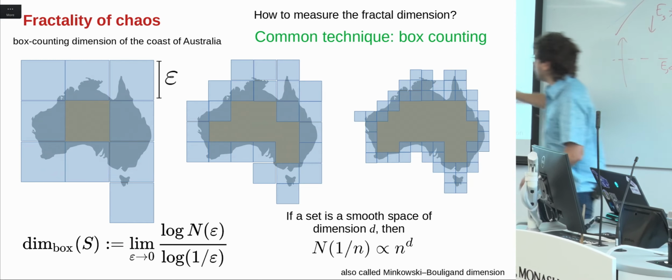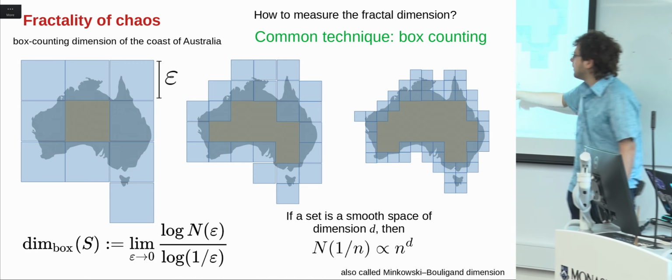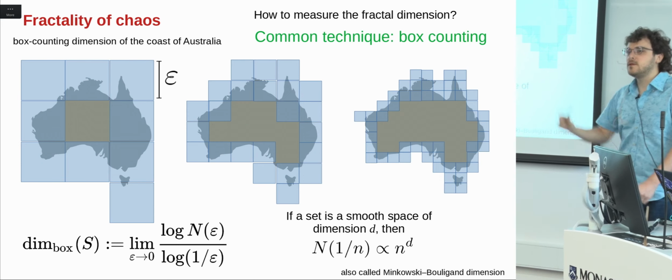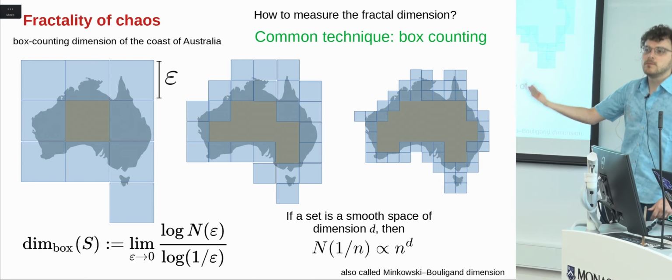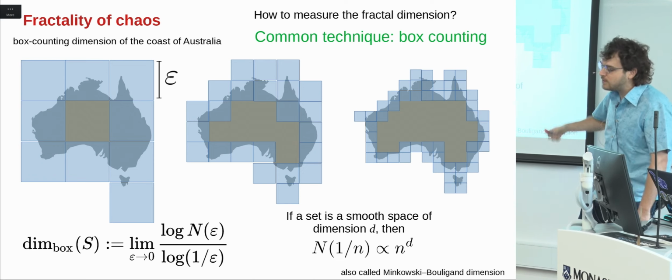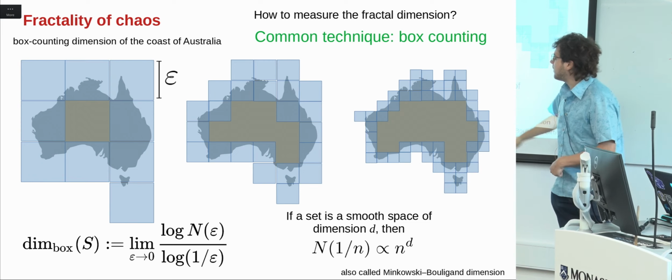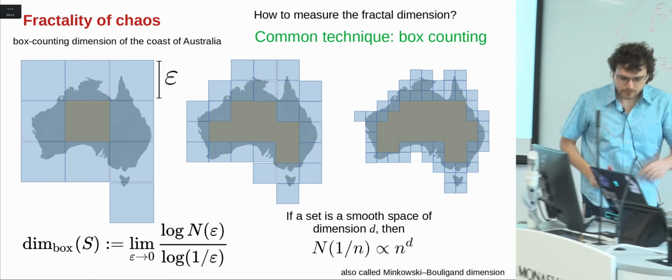For example, if the coast was a simple line, of course, if you halve the length of the boxes, you also double the number of boxes you need to cover it. So you would see a fractal dimension that is actually 1.